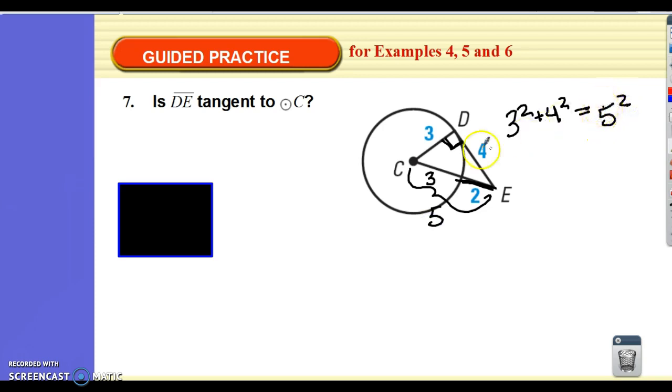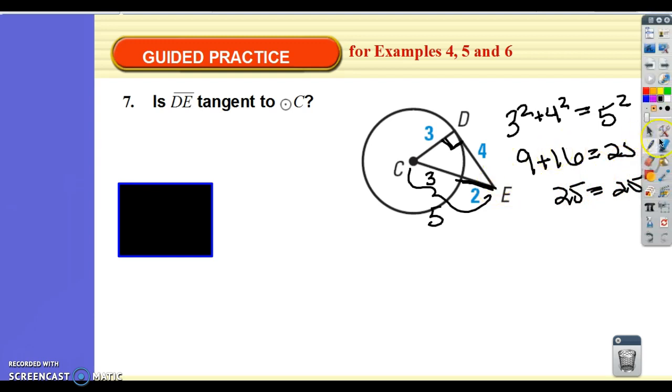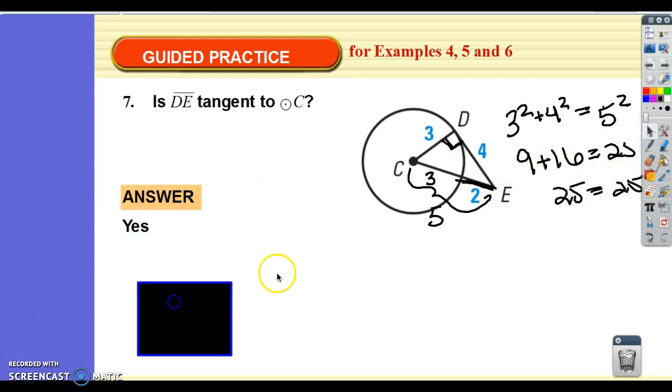Some of you might have noticed that this is a 3, 4, 5 triangle, which is a special right triangle, and you don't even have to do this math. It will be a right angle, therefore it is tangent. 9 plus 16 equals 25. 25 equals 25. Yes, it does. Therefore, it's a right angle. Since it intersects at a right angle, it is a tangent.